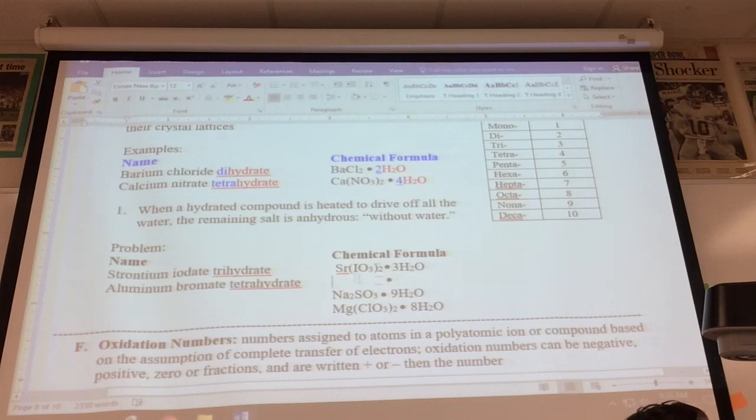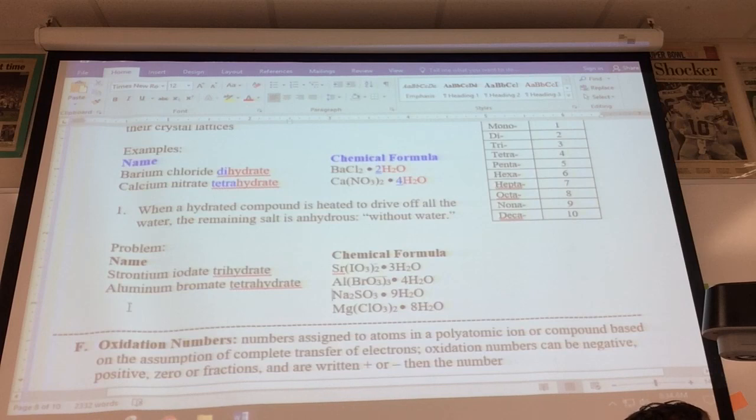What about aluminum? What's bromate? And then this 3 would come from the aluminum. And how many waters do you have? 4 is correct.